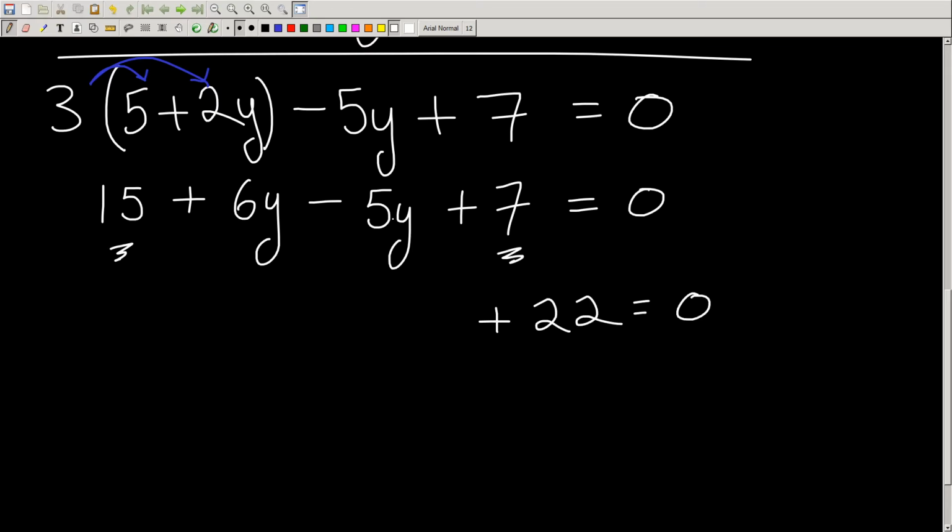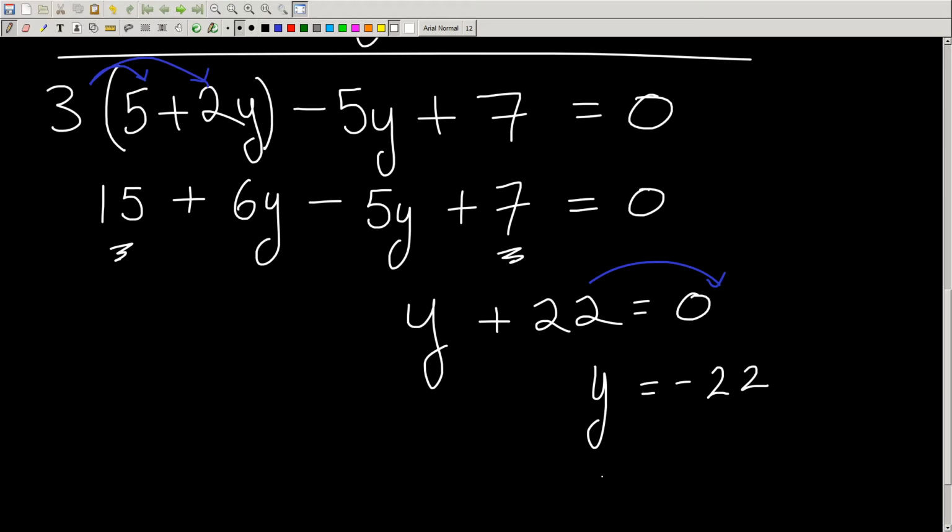And then 6y take away 5y is 1y. In this case, I'll just write y. 1y and y are exactly the same. And then I'm going to move 22 over, and then I get a solution for y. I've solved y. Y is actually equal to negative 22.